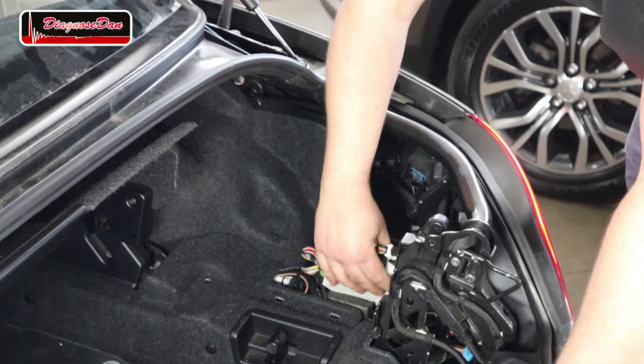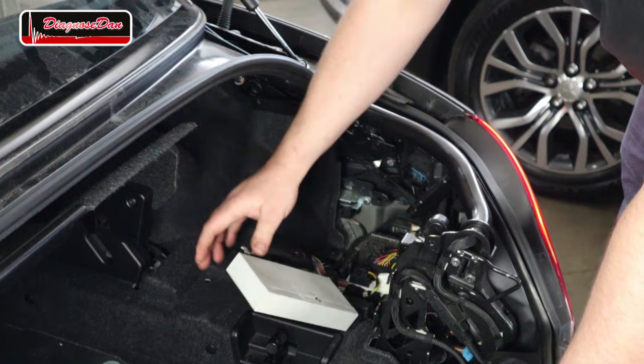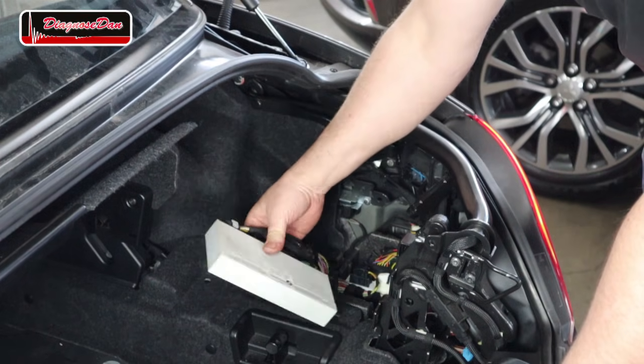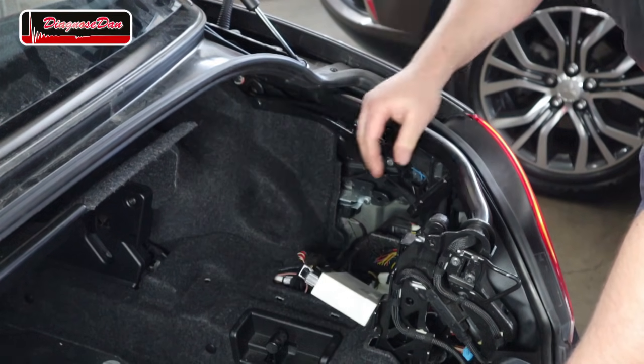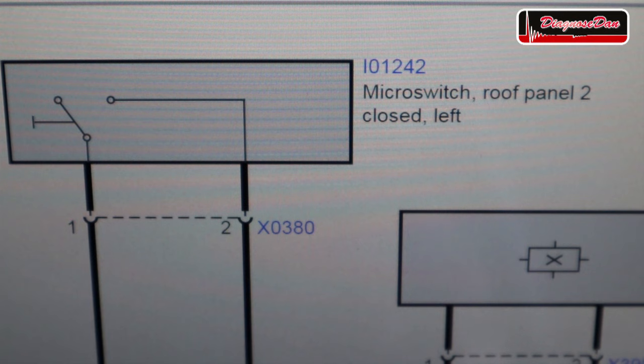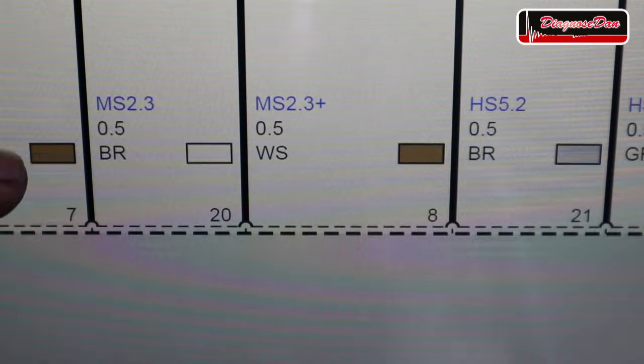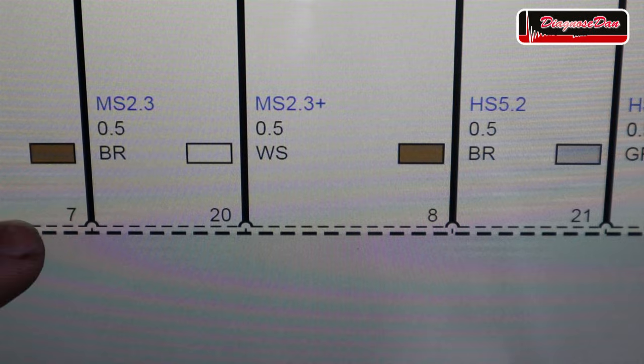In order to get to this module, you need to remove some plastic panels in the right-hand side of the trunk. Now, before we can start doing measurements, we need to take a look at a wiring diagram. I've located our micro switch in the wiring diagram. It is connected to the module by a brown and white wire on pin 7 and 20.